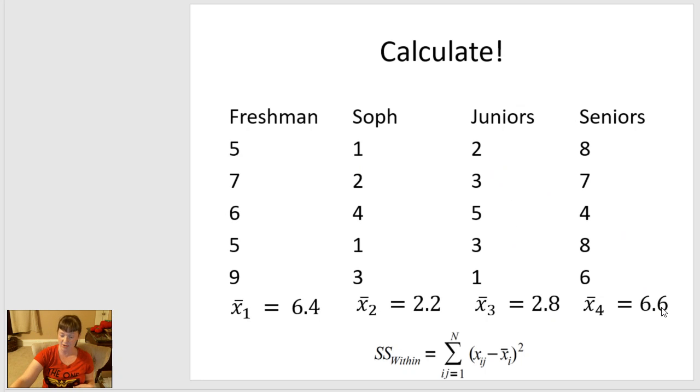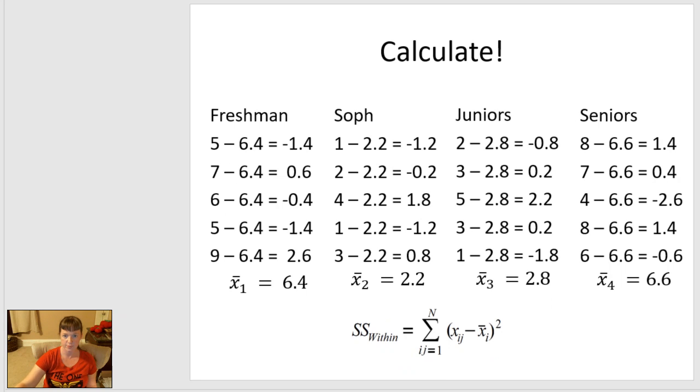Then I'm going to go to the seniors and subtract 6.6 from all of their scores, because that's what this is telling me to do in here. Take each person's score within each group, ij, individual person in just one group, and subtract the individual subgroup average from that score. So that's the first step. Ta-da! And that's exactly what I've done here. I have taken each person's score, X sub ij, and subtracted their own individual subgroup average.